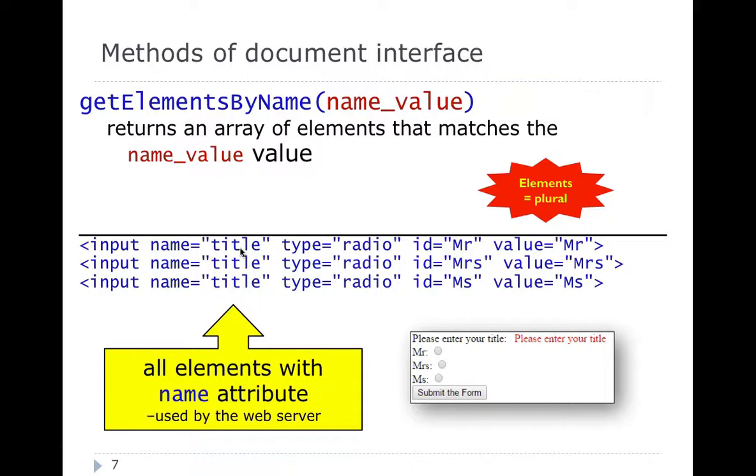The method of the document interface getElementsByName would only grab the name field. So in this case, we have an input named title. That's an array of 3 titles. All of those names are called title. And it's a radio button collection, which is why they have the same name.